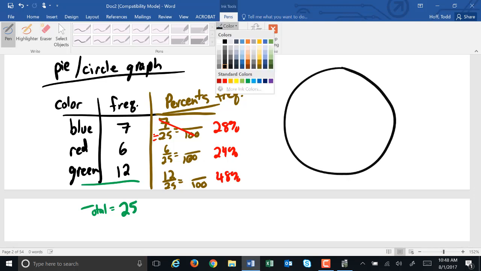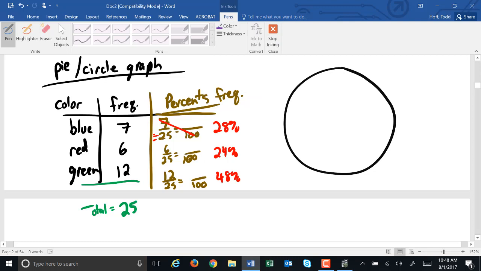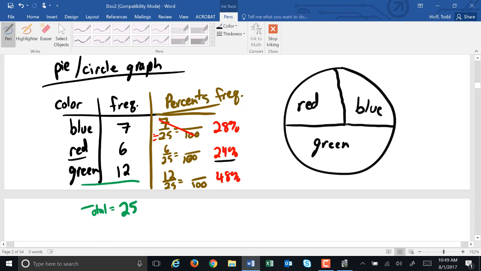So in our circle here, I'm going to start out with, I'll keep this black. I'm going to start out with the red. 24% is almost exactly 25%, almost exactly a quarter. So that's just ever so slightly less than a quarter. Blue is 28%. That's ever so slightly more than a quarter. Green at 48% is just slightly less than a half. So there we are. Pretty simple.